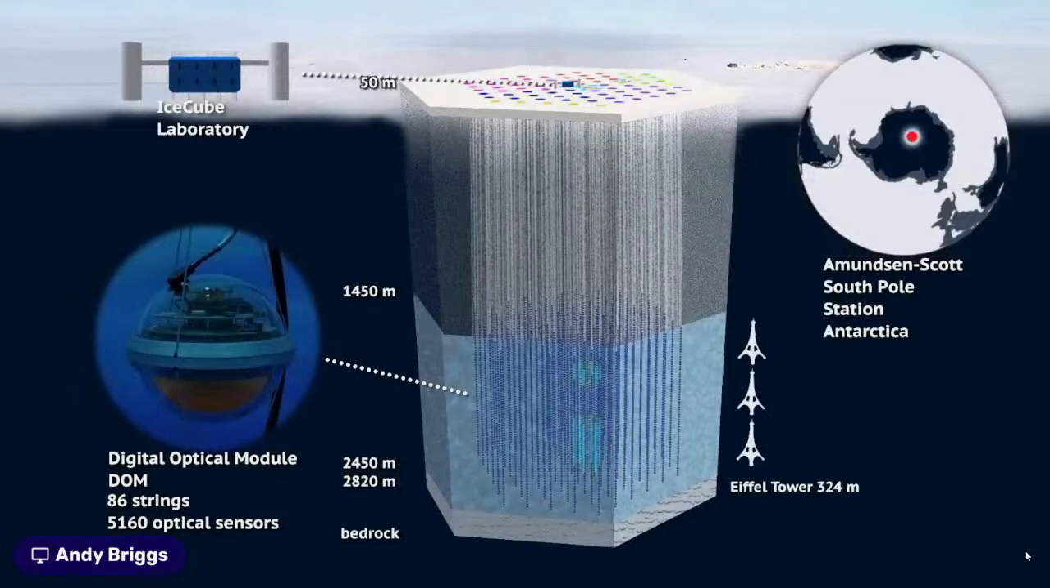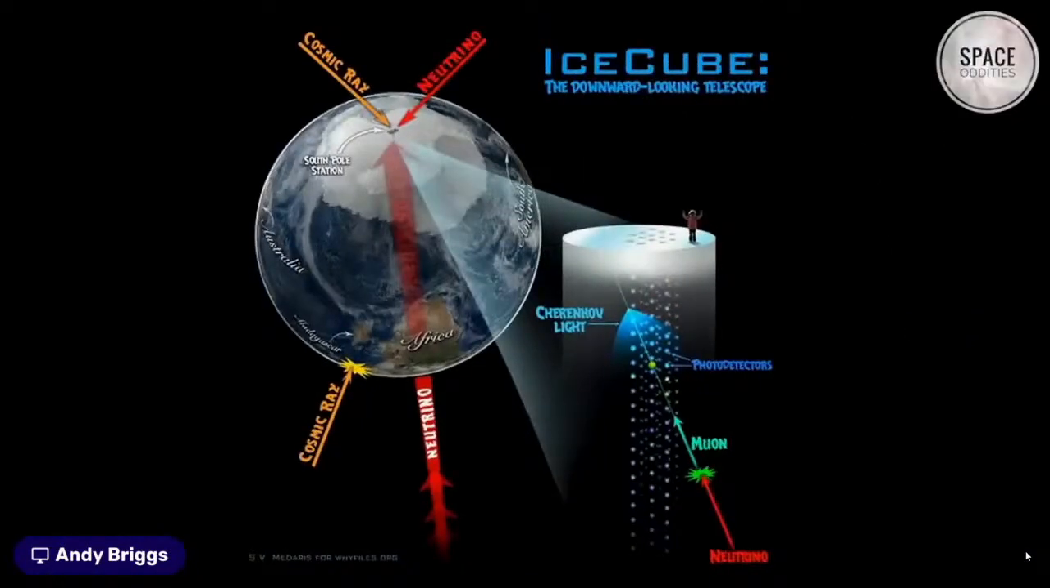Now, the detector is not just useful for detecting neutrinos, it's also useful for detecting cosmic rays. Here we have a graphic showing you IceCube, the downward-looking telescope, because these neutrinos have passed through the Earth before coming out of the ground at the South Pole. But the detector is also useful for looking at cosmic rays. As cosmic rays hit the atmosphere, they decay into particles called muons, which pass through the detector.